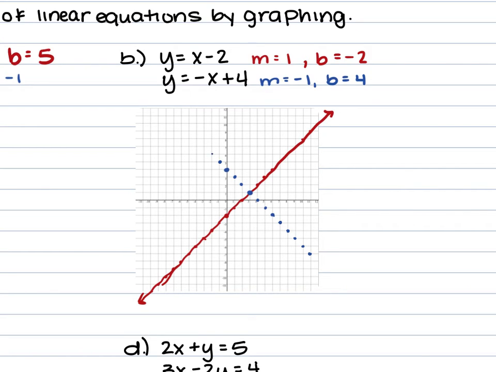You're also going to go up 1 and to the left 1, so that way you get that line throughout the entire coordinate plane. And then draw your line through your points.